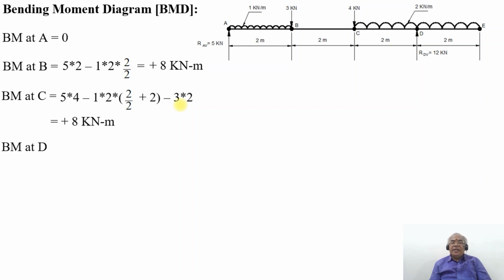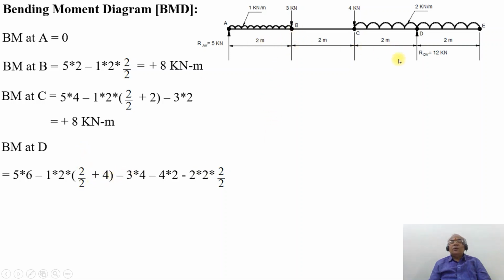Similarly, BM at the point D will be equal to plus 5 into 6 minus 1 into 2 by 2 plus 4, because with respect to D, the midspan of this UDL is at a distance of 2 by 2 plus 4. Then we have minus 3 into 4, then minus 4 into 2, then minus 2 into 2 by 2. Then that will be equal to minus 4 kilonewton meter.